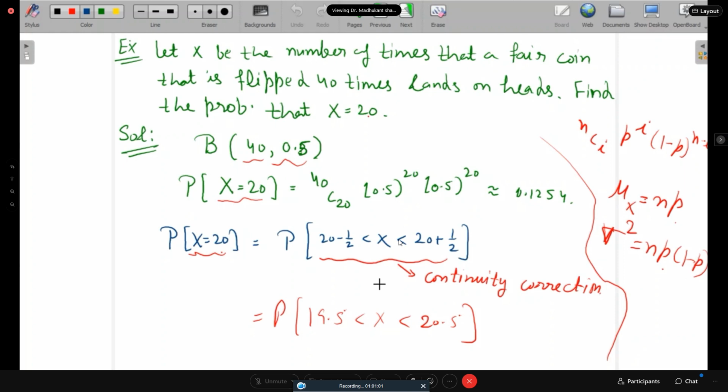Yes, sir. And sir, the reason we are doing this is to approximate x as a continuous random variable, right? Yeah, and another important thing is it is very difficult to work with n equals 40 because you have to evaluate 40C20, and you know how difficult that is: 40 factorial divided by 20 factorial into 20 factorial. And you are multiplying 0.5 forty times.